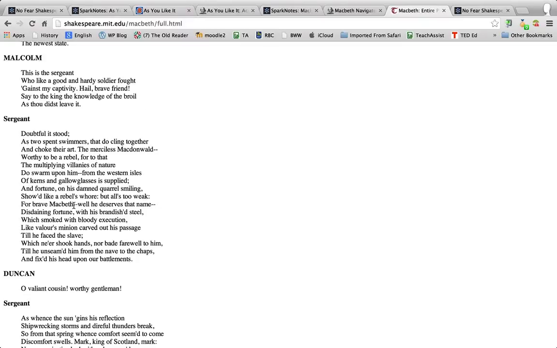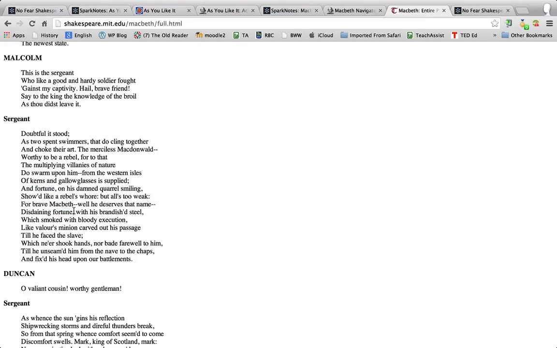For brave Macbeth, well he deserves that name. Oh, Macbeth is brave. Disdaining fortune with his brandished steel, which smoked with bloody execution, like valor's minion carved out his passage till he faced the slave. So again, I have a large chunk from a dash to a semicolon here, so let's understand this part. For brave Macbeth, well he deserves that name. Okay, so this is all about Macbeth now. We already have fortune up here and fortune up here.